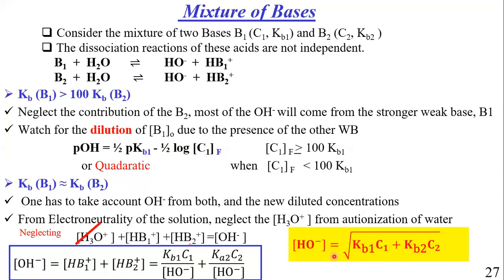Oh, that's exactly what we did with the calculation for the acids. Instead of H plus, I have OH minus. Instead of Ka, it's Kb. So it's easy enough for me to memorize this expression. Once I have OH minus, of course, you're going to get pOH, and then you get pH. But please, again, don't forget that these concentrations are the diluted concentrations in the solution.